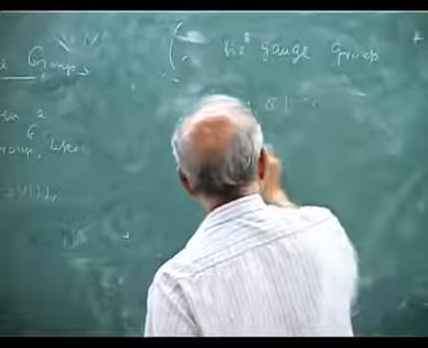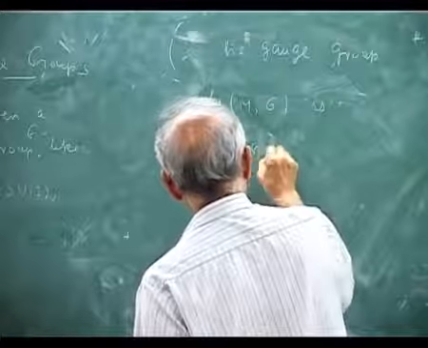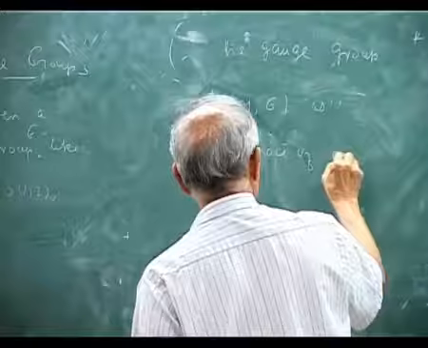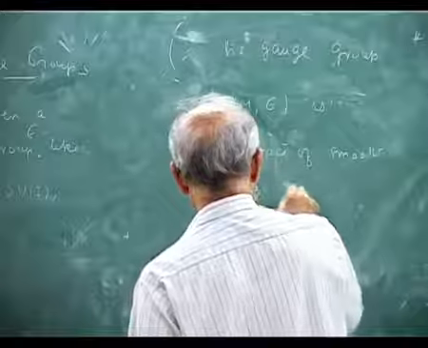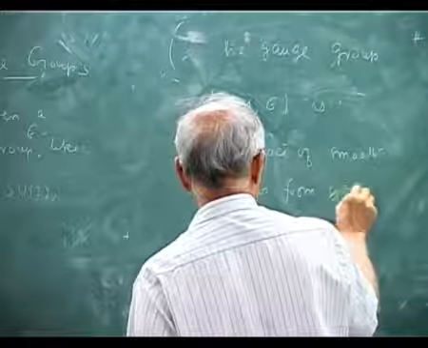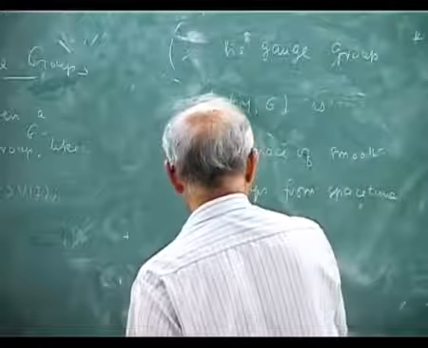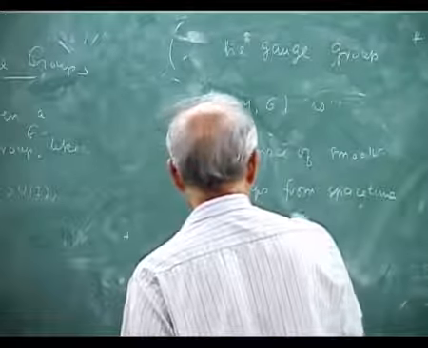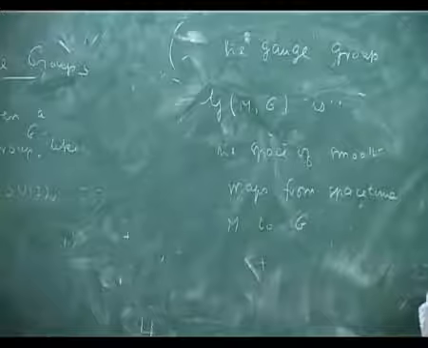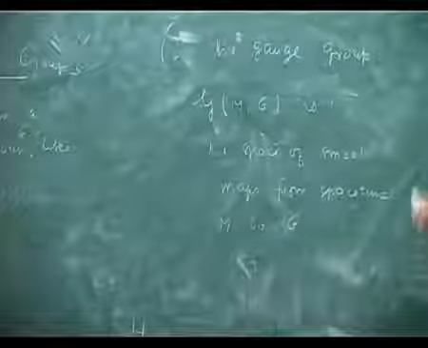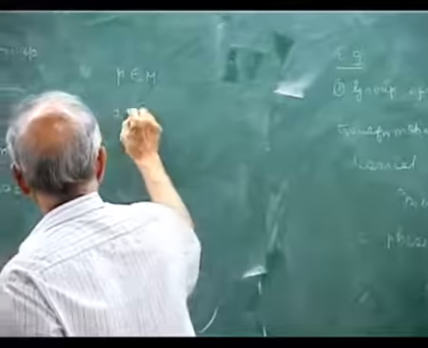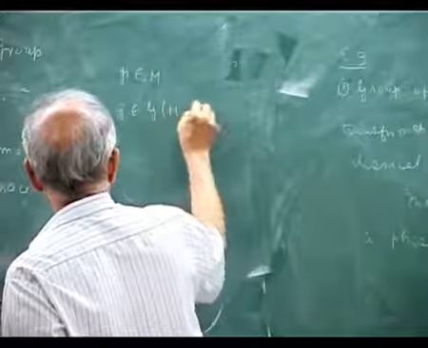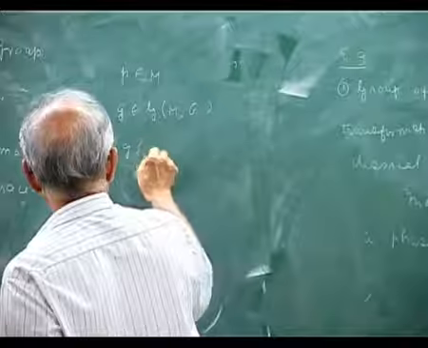is the space of smooth maps from space-time M to G. If you don't understand this, you can ask. So what it does is the following. If I take a point P in M, I'll give you an example, and g is in this gauge group, then g of P is in G.